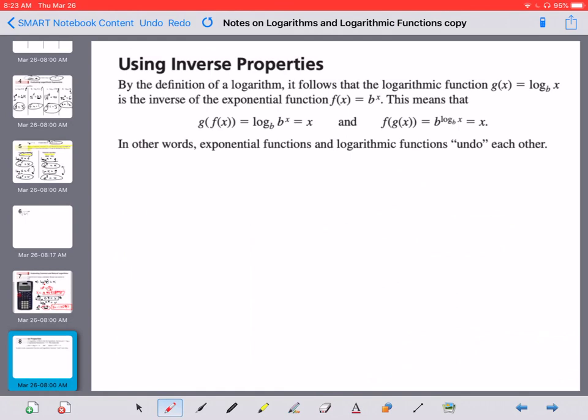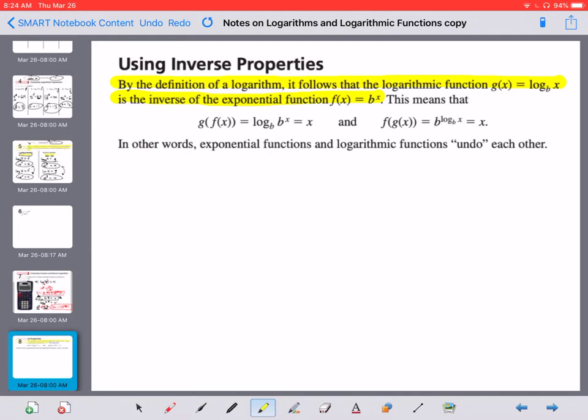Inverse properties. By definition of a logarithm, it follows that the logarithmic function g of x equals log b of x is the inverse of the exponential function f of x equals b to the x. Okay. That's a great sentence, but it doesn't really explain how one is the inverse of another. Now, we remember inverses as being able to switch the x and the y, right? So let's show that when we switch the x and the y, we can end up back at the inverse that it's saying it's at, okay?